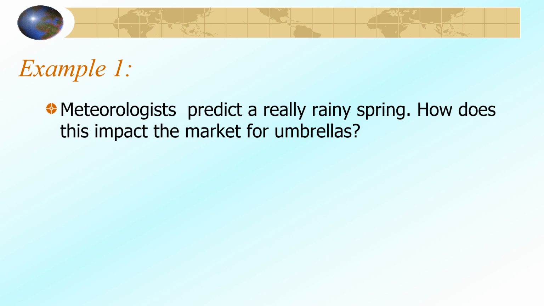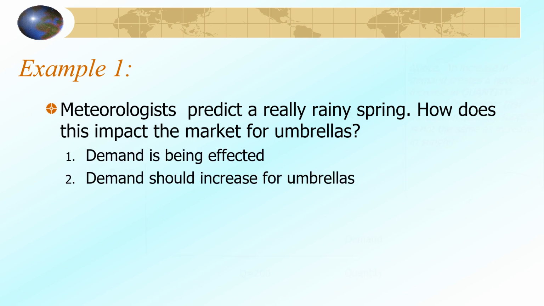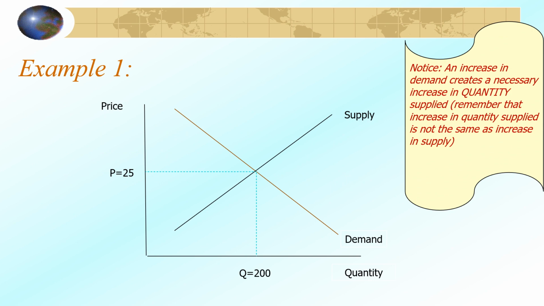So I believe that the first group that will be impacted by this event will be buyers. It's going to be a shift in demand. And we can see in this example, a rightward shift in demand is going to be an increase in demand. And for this scenario, the price and quantity of umbrellas should increase.